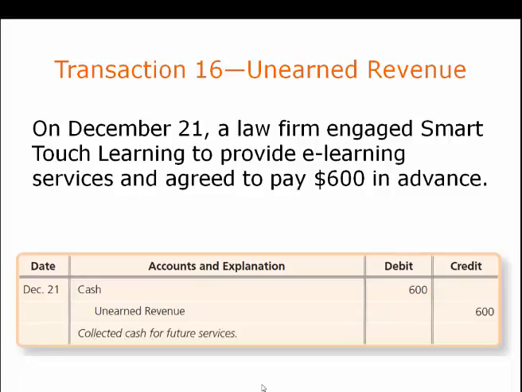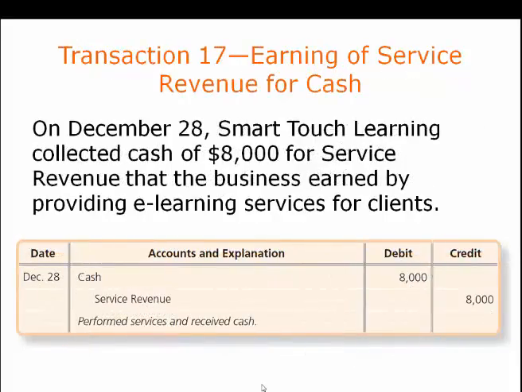And sometimes you'll see this, say, in a landscaping business. They'll say, pay me a third of the money down before I start, and a third after 3 months, and then the other third when I'm done. And then they'll earn their revenue. But that's what this is all about. It's unearned revenue. And remember, unlike the other revenue accounts, unearned revenue is a liability account, not a revenue account, so it'll be included on the balance sheet.